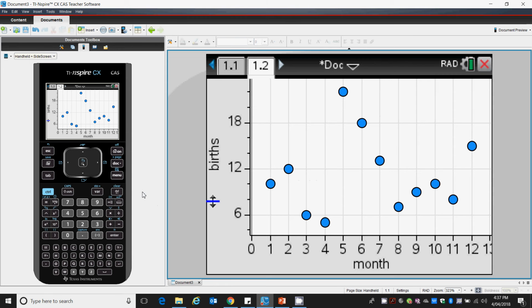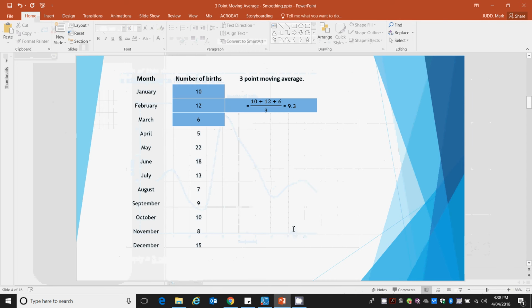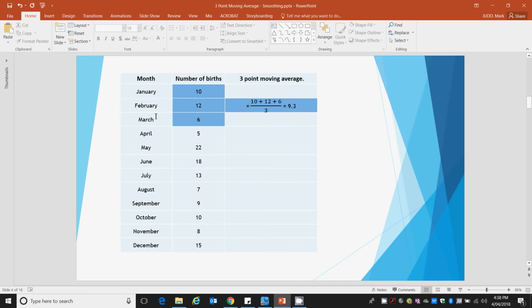So we'd like to smooth that and see if we can predict a linear trend, whether it's an upwards trend or a downwards trend. So we're using a technique called 3-point moving average, whereby we take the first 3 points, 10, 12 and 6, and we work out the average and we move that against the centered, so January, February and March for the 3 months, so we center that against February.